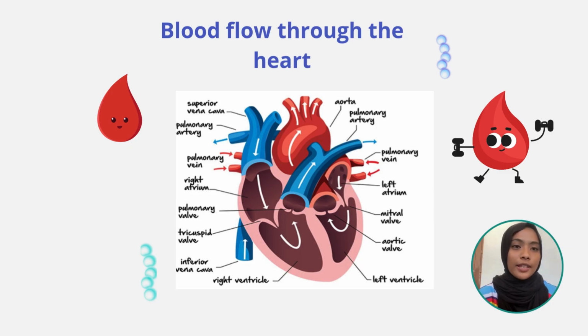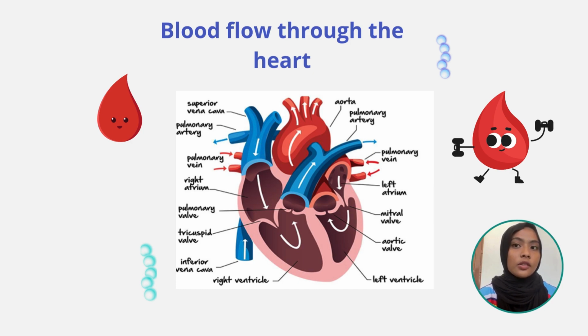Hi, I'm Fatin and I'm going to continue the presentation with question 4, which is the cardiovascular system. Blood flows through the heart. As you can see in that picture, blood enters the right side of the heart from the body, low in oxygen. It flows from the right atrium to the right ventricle. The right ventricle pumps it to the lungs to pick up oxygen.